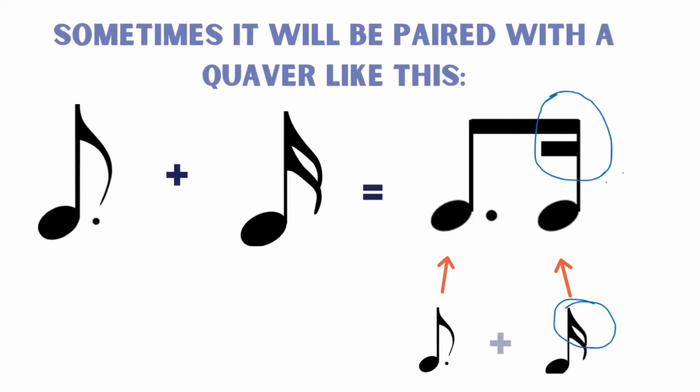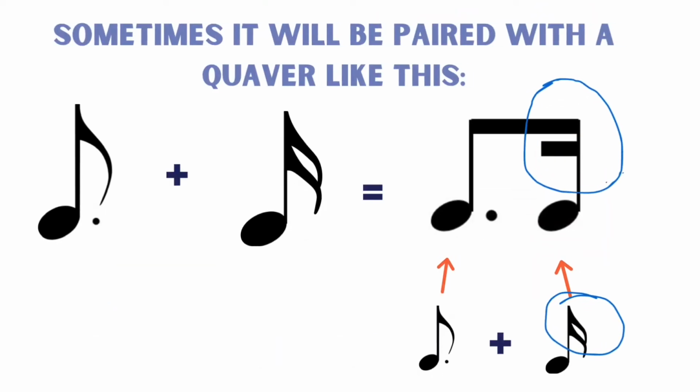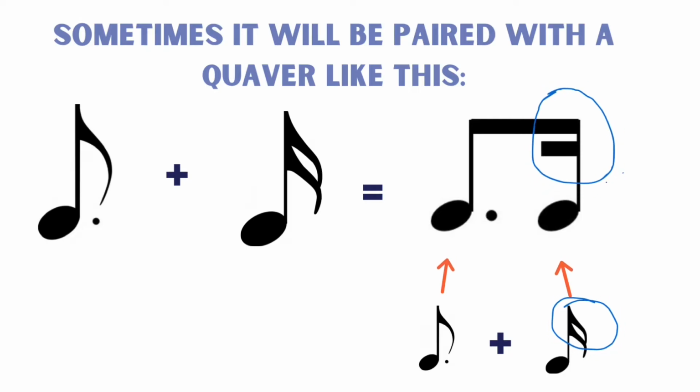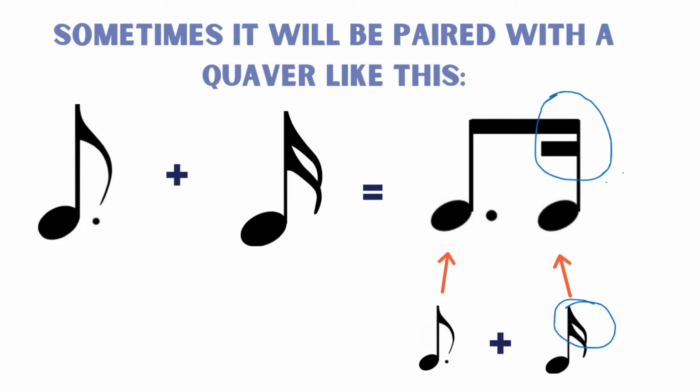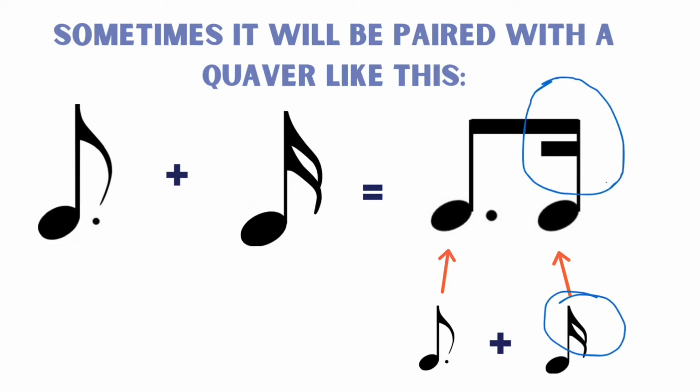Dotted quaver rhythms will often be paired with semiquavers, and it will look like this. So you can see that there's a dot with the quaver and they're beamed together, and you can see that there's a double beam on the right hand side which represents the semiquaver. So I hope that makes sense.